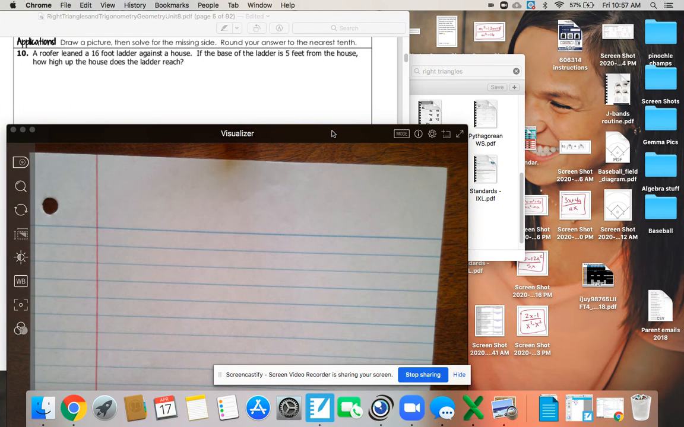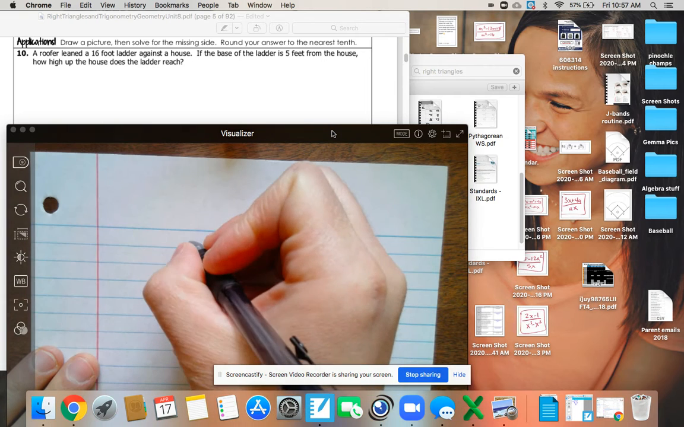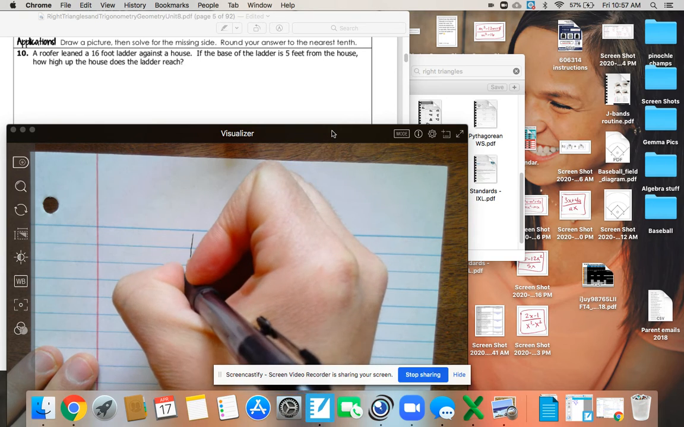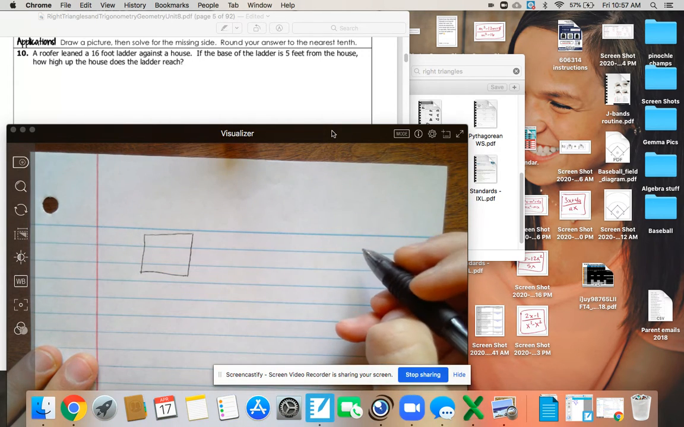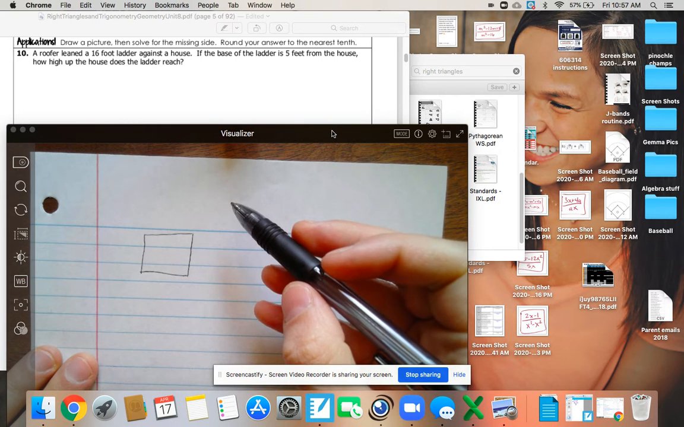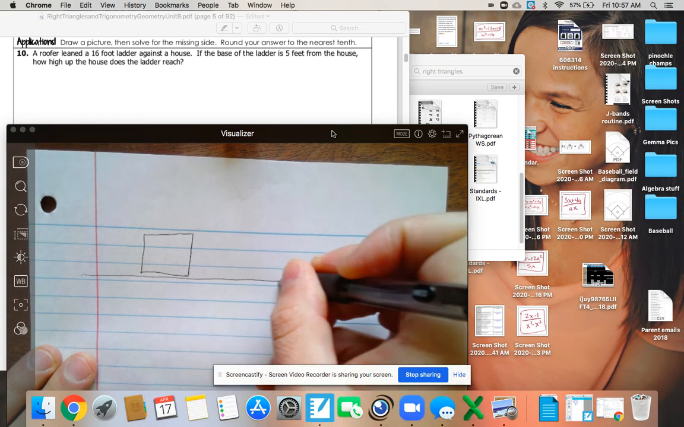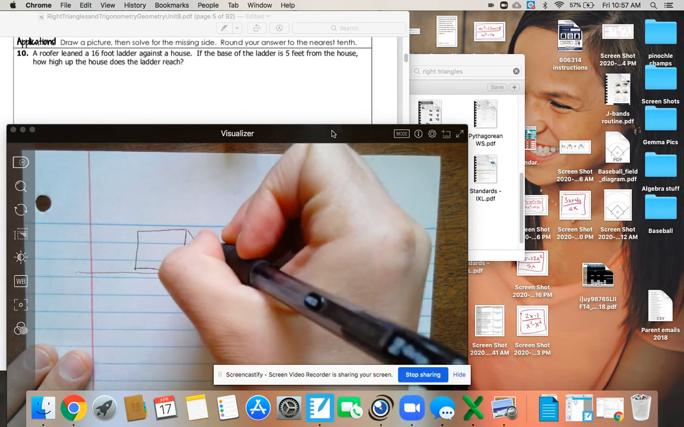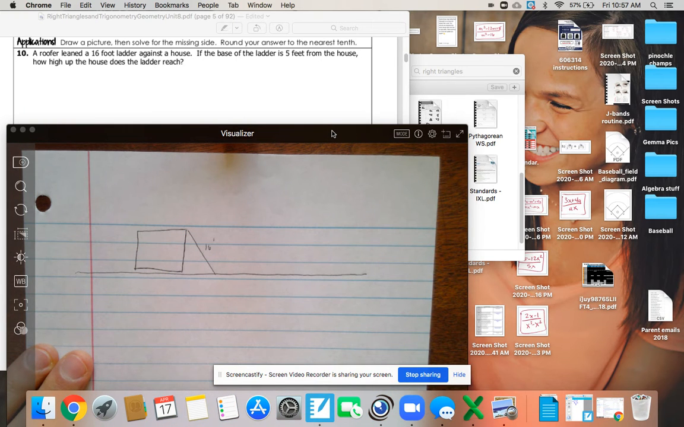So again, good pictures are instrumental with this. So the first thing I'm going to do is draw my house. Okay, we've got the house here. Let's just keep it basic and draw it as a square. Square house, pretty basic. We've got a 16-foot ladder that's leaning against that house. So we'll even draw the ground, and then we'll draw our 16-foot ladder. So here's the 16-foot ladder, and we're giving it a good label. It says the base of the ladder is 5 feet from the house.